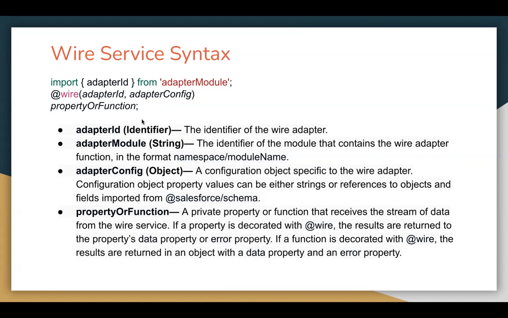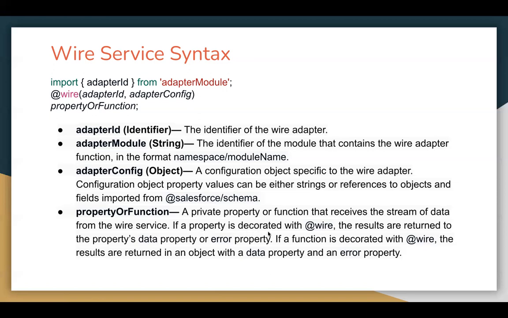This is the thing we are going to discuss now. In my previous demonstrations, I just used the property. This time I will be comparing both: how to use a property, and if you want to use a function, how you can do that. If we see the last point, property or function, it is a private property or function that receives the stream of data from the wire service. Basically, whenever you execute the wire service, the returned result will be available in this property or function.